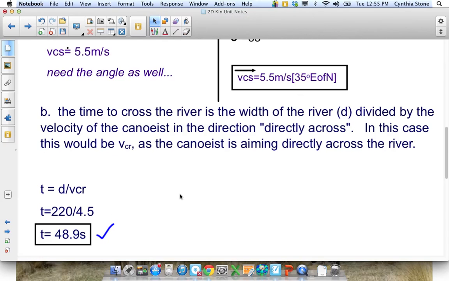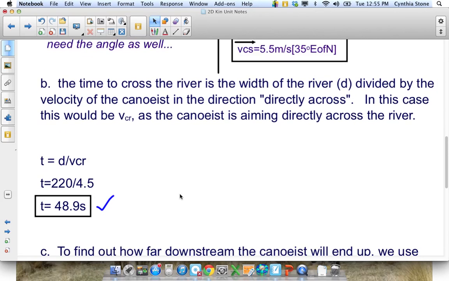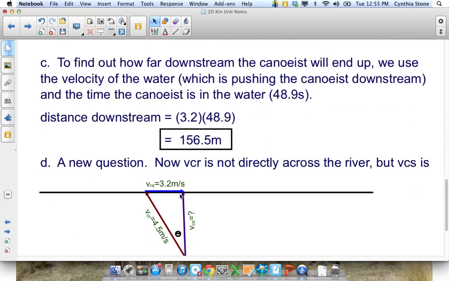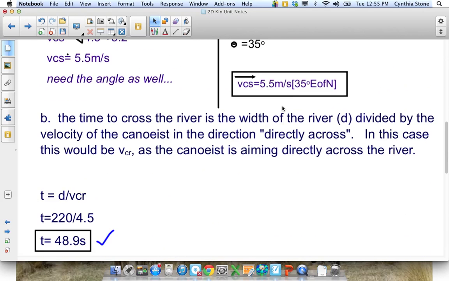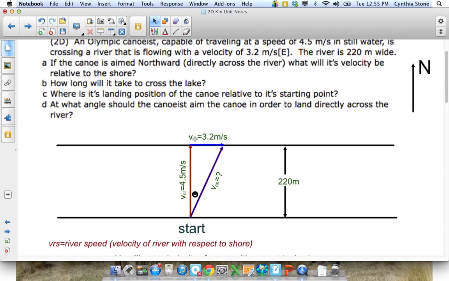Again, if you need to write, just pause. Part C is asking us how far downstream the canoeist will end up. So, excuse me, I'm going to look at the original question. It's saying, where's its landing position relative to its starting point?